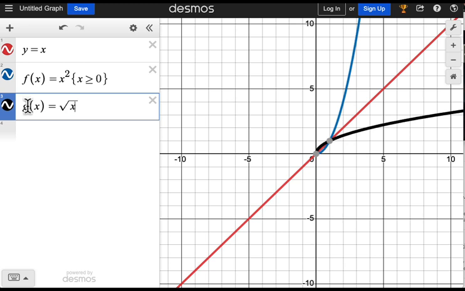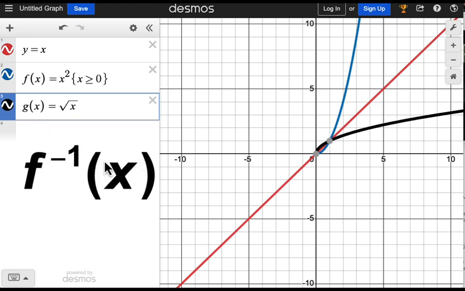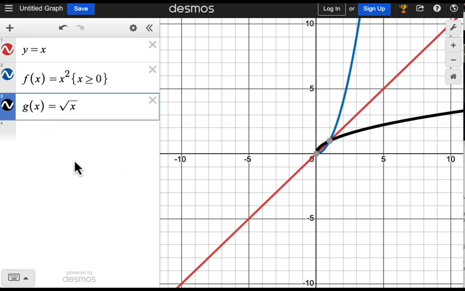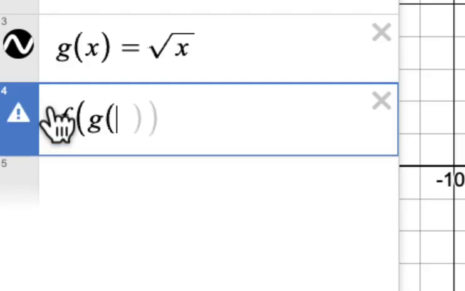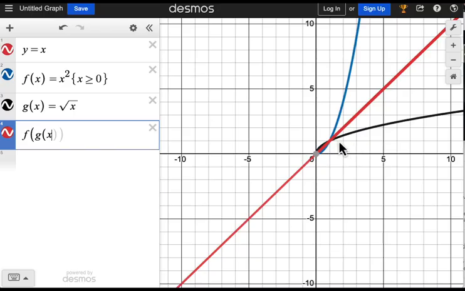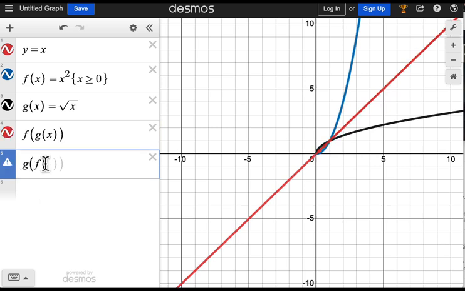So f of x and g of x are inverses of each other. In fact, you can write g of x as f inverse of x. What does the graph of f of g of x look like? The graph overlaps the graph of y equals x, but only for values of x greater than or equal to 0. Now look at g of f of x. You get the same graph, the portion of y equals x for values of x greater than or equal to 0.